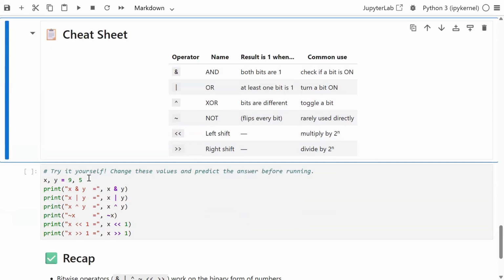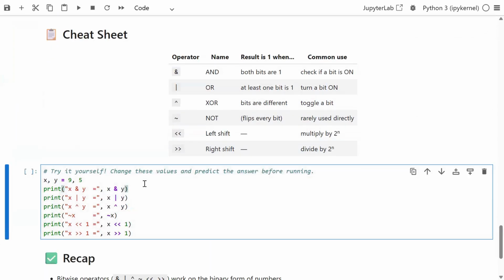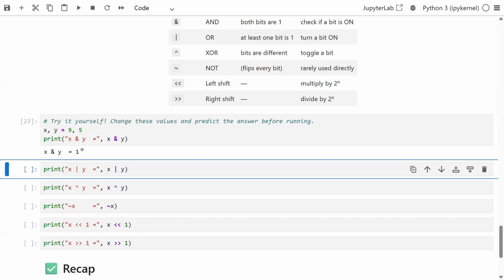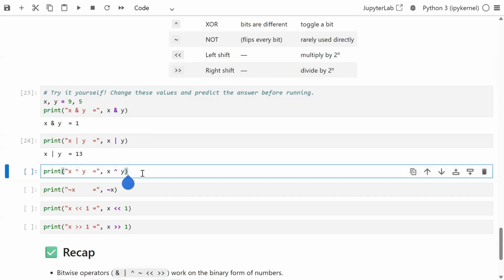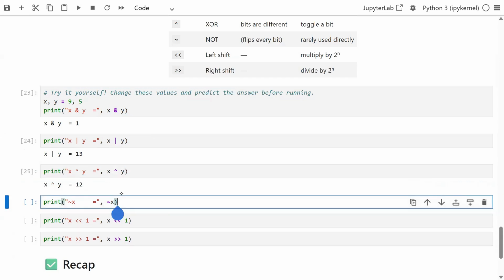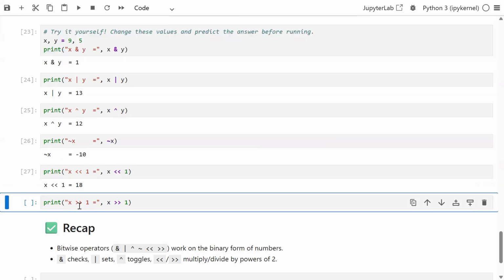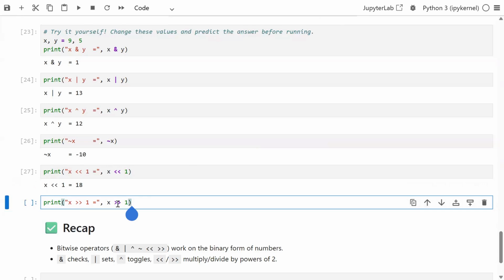Okay, so here we have some examples, so you can try them on your own. You can convert binary of 9 and binary of 5, then bitwise and, and you will get the answer 1. Or is 13, XOR is 12. x is 9, plus 1 is 10, minus 10, x is 9. Left shift operator 1 means into 2 raised to power 1, which is 2, so definitely we will get 18. x right shift operator 1 means 9 divided by 2 raised to power 1, 4.5. It will give you floor division, 4.5 floor division is 4.